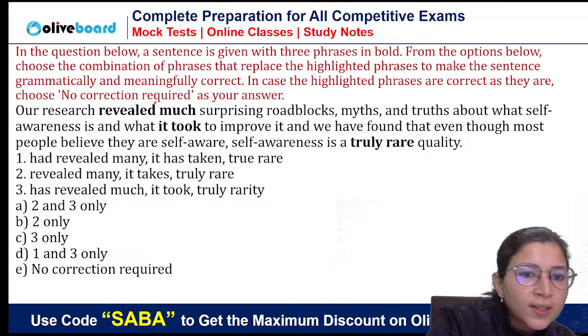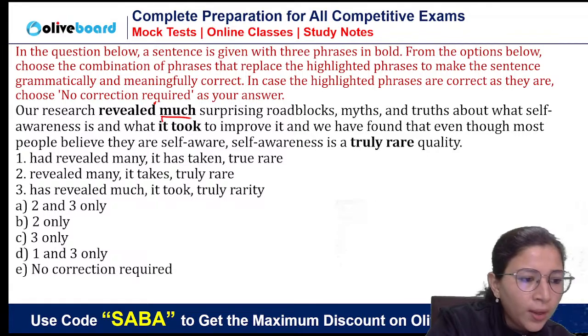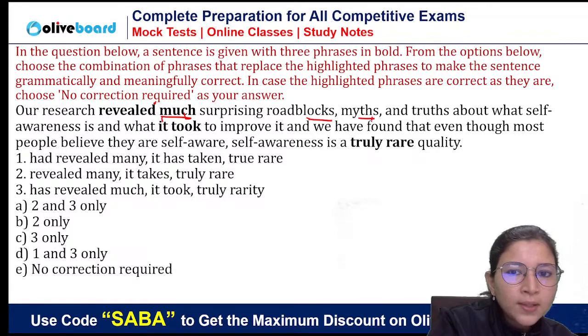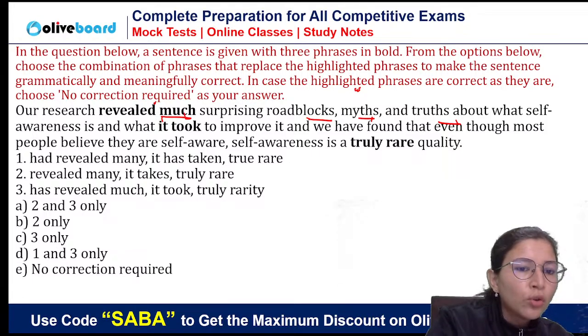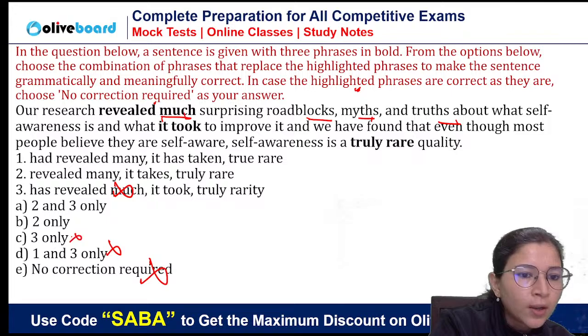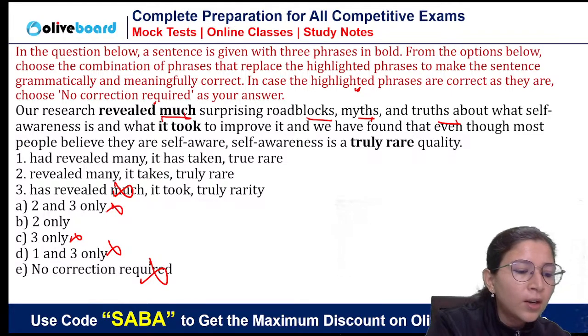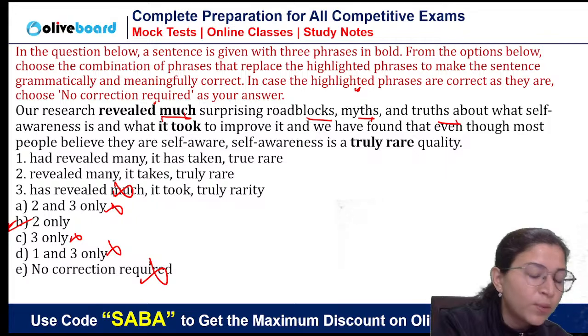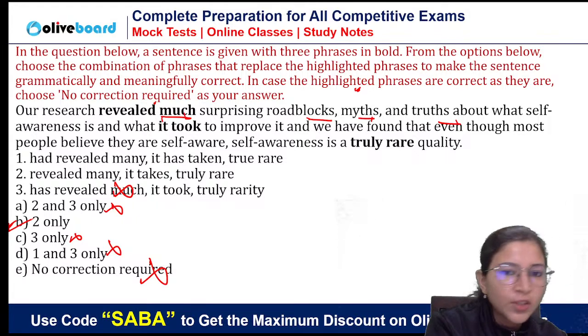See, first of all, what is the hint? "Much" is the hint, okay? Because roadblocks, myths, truths, all are countable nouns because they are used in plural form. So we cannot write "much". So two options can be eliminated. Third is eliminated. And the moment you eliminate the third, all the other options are eliminated. It will be two, okay? Only two is left. Simply elimination can help you on the basis of "much" and "many".